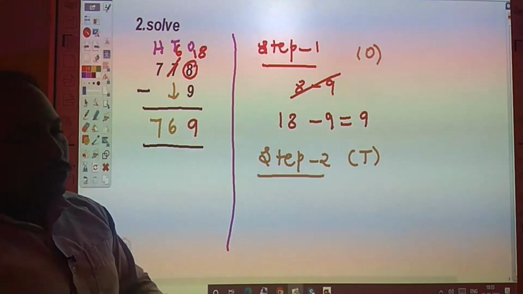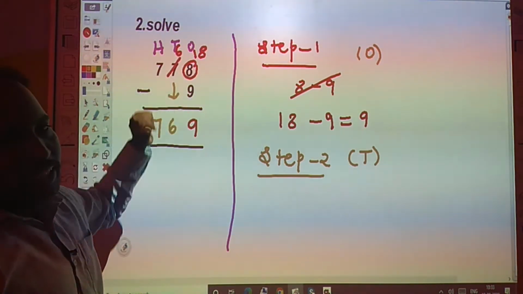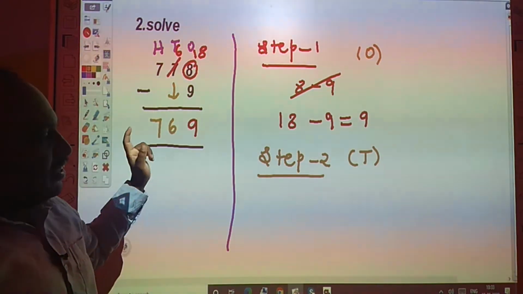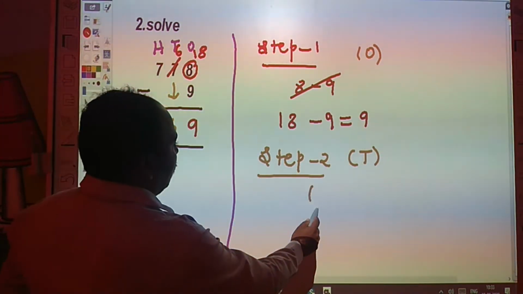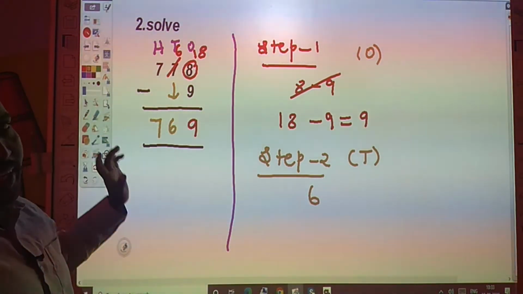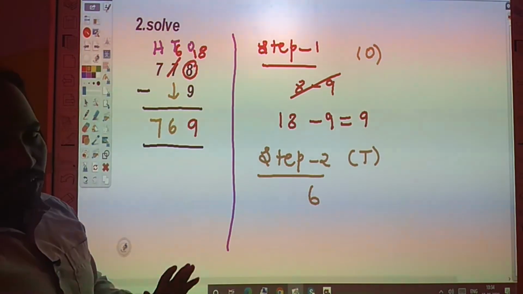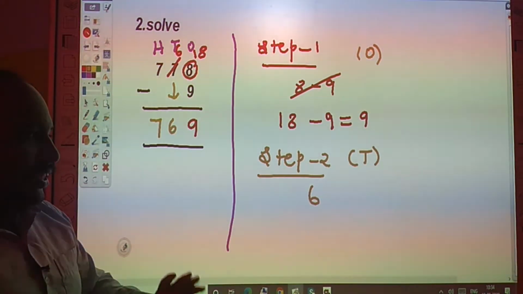The next step, the tens place. The tens place 7 becomes 6. 6 only having, so bring down the number 6 and write in the tens place. The next we go to the hundreds place. Hundreds place 7 only having. Bring down the number 7 and write in the hundreds place.